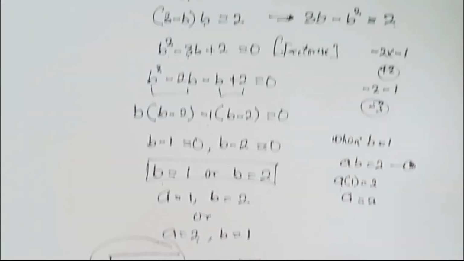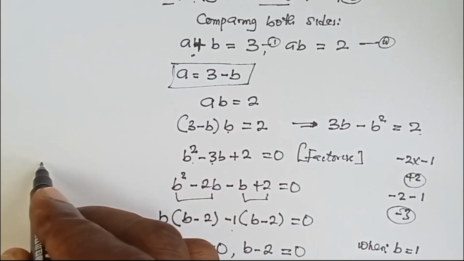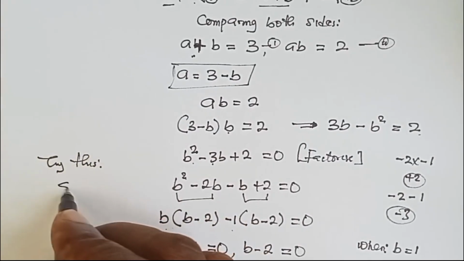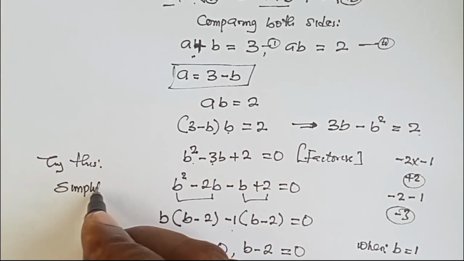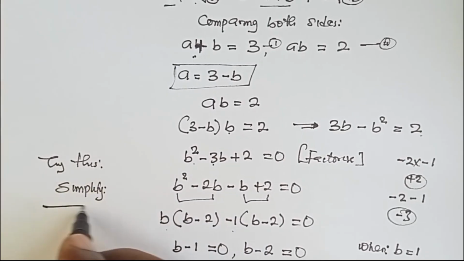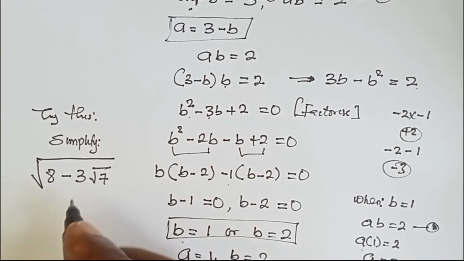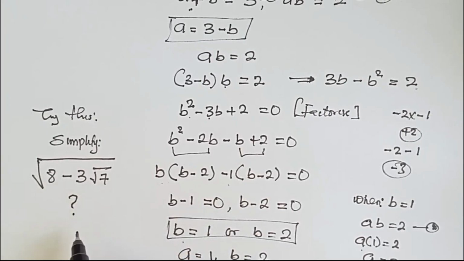Let's try this. Simplify the square root of 8 minus 3 root 7. Let's simplify this and write your answer in the comment section.